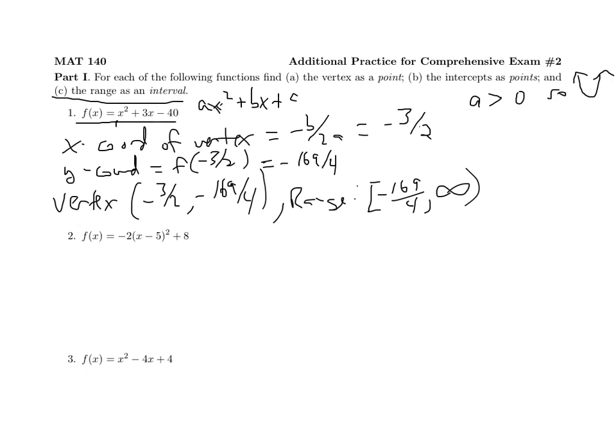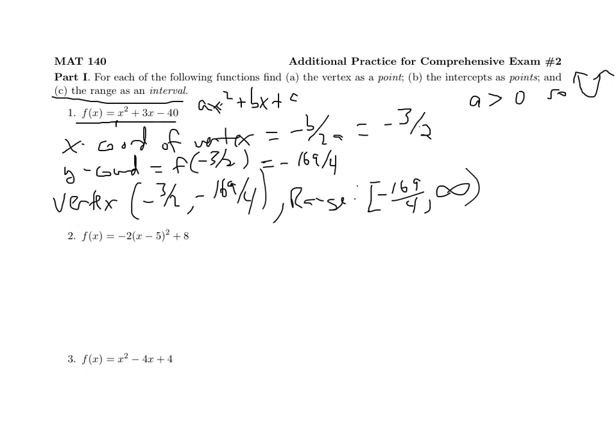So you can see any y-coordinate as a point somewhere on this parabola, as long as the y-coordinate is greater than or equal to negative 169 over 4. So in other words, the vertex gives us the very bottommost y-coordinate. And so that's part C. So that's A and C.